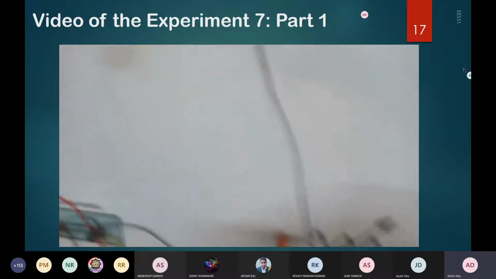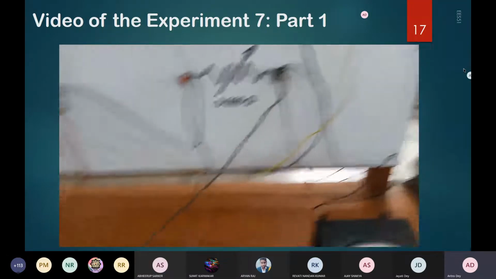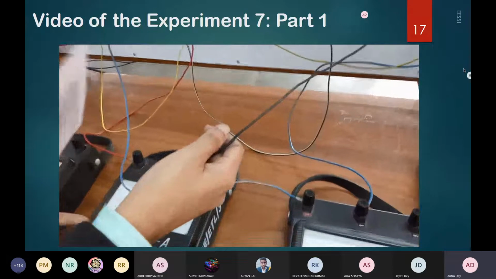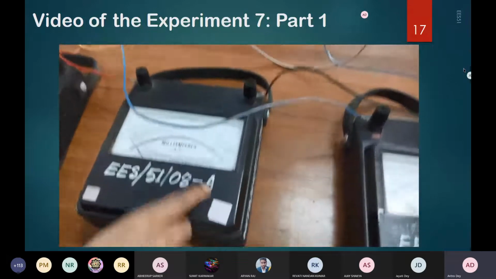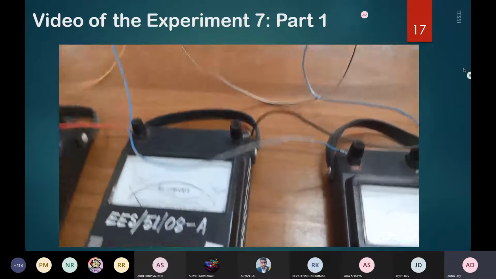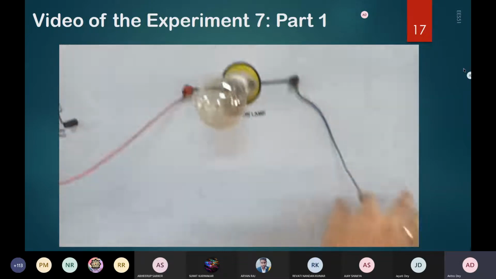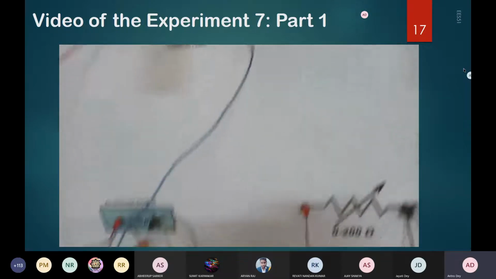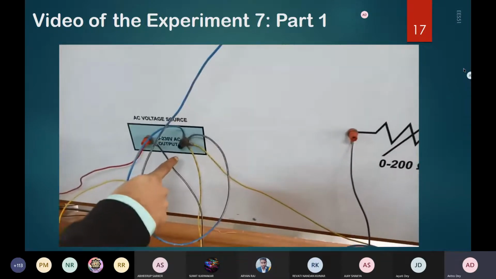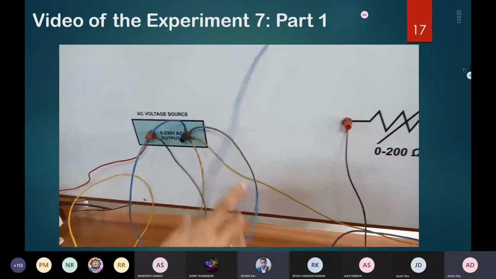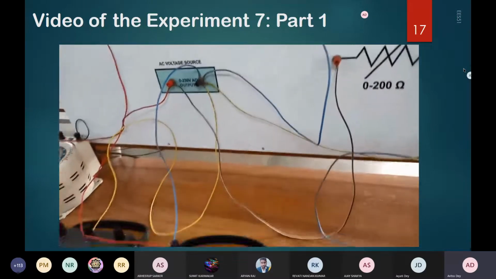So you can see that from the rheostat again we are connecting this ammeter 2, and then from ammeter 2 through the carbon lamp, and the carbon lamp is returning to the terminal of the variac. Okay, so this is how we are preparing the circuit.